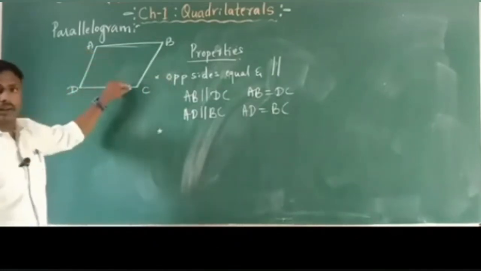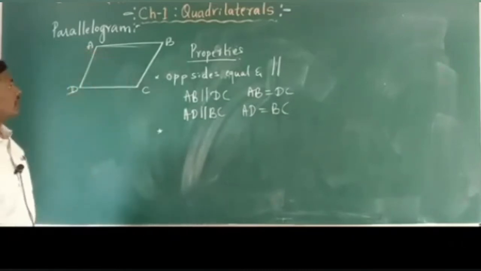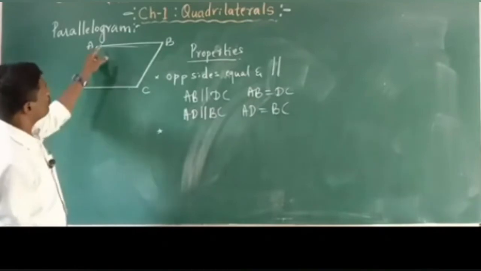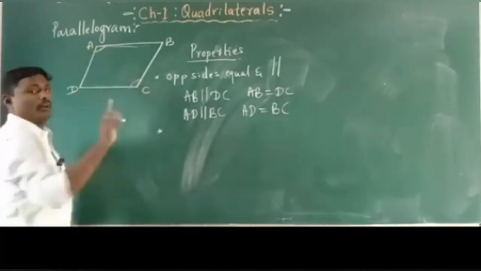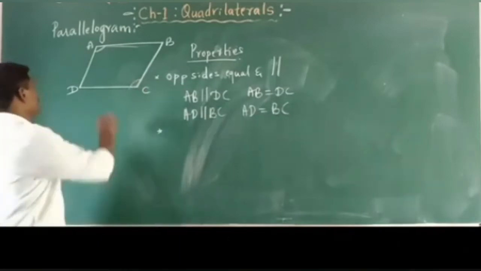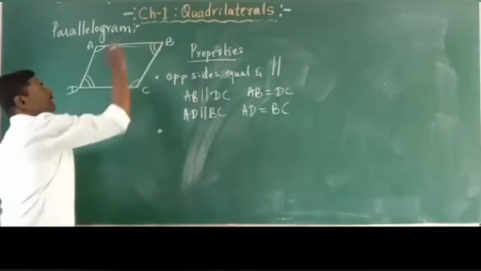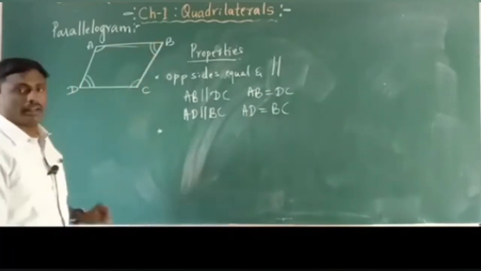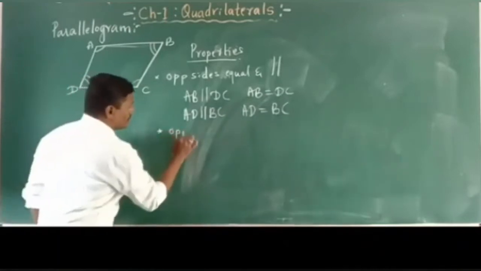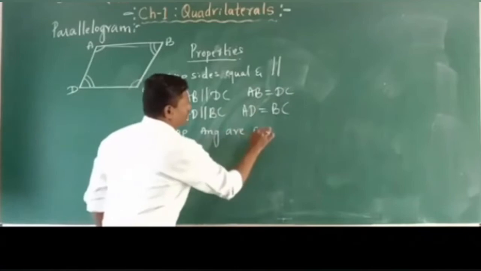In the parallelogram, opposite angles are equal. So what are the two opposite angles here? Angle A and angle C are one pair of opposite angles. Angle B and angle D are the second pair of the opposite angles. So opposite angles are equal.